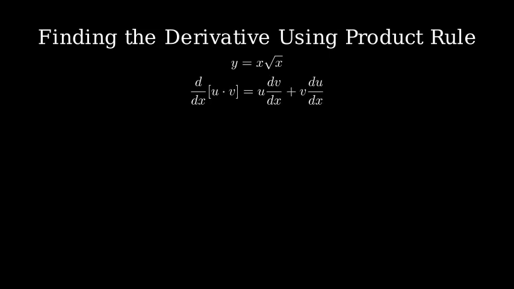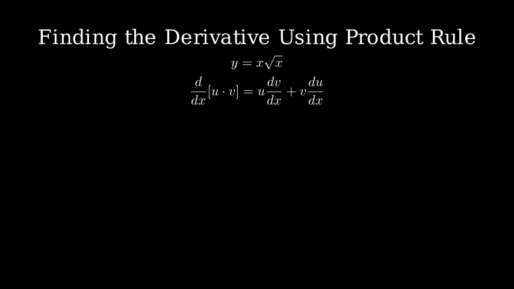Welcome. Today we'll find the derivative of the function y equals x times the square root of x using the product rule. Let's recall the product rule. The derivative of a product of two functions u times v is equal to u times the derivative of v plus v times the derivative of u.